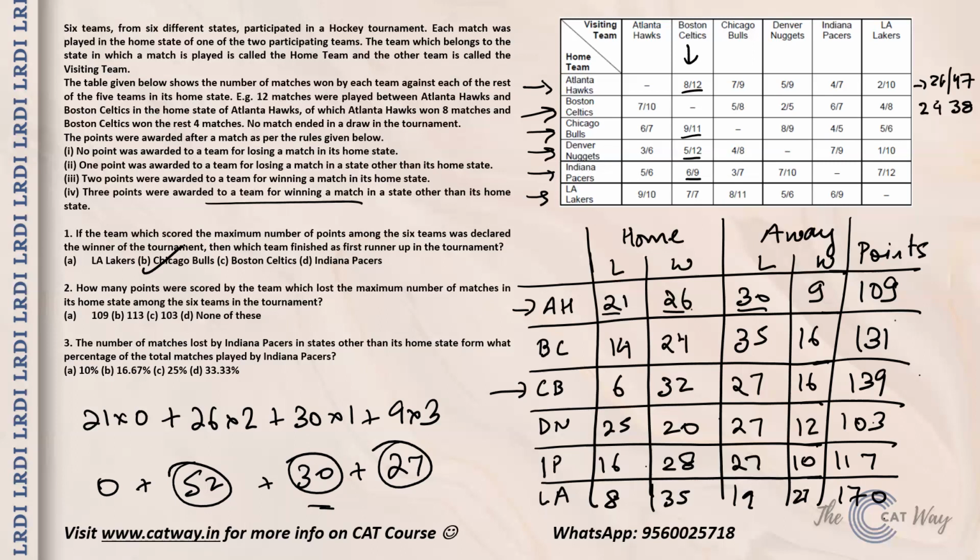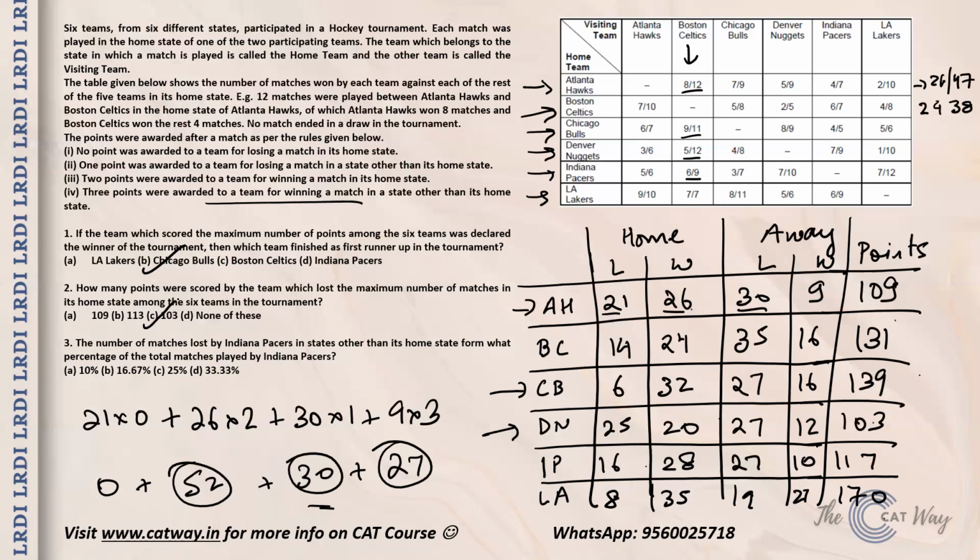Moving on to the second question. How many points were scored by the team which lost the maximum number of matches in its home state among the 6 teams? So the team which lost the maximum number of matches in its home state is Denver, and the total number of points they scored is 103. So option number C is the right answer.